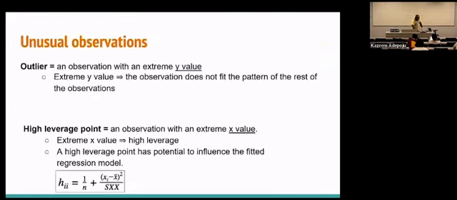n is the number of observations. x is the independent variable. x bar is the mean of the independent variable. And this is the sum of squares for x. That is what you see as SSx. Take a look at that.